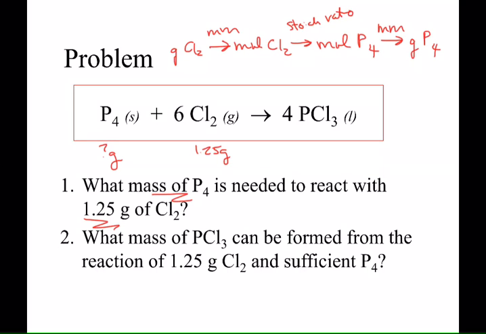And then the second problem is what mass of PCl3, so question mark grams of PCl3, can be formed from, again, 1.25 grams of Cl2. And here it just says that you have sufficient. The word sufficient means you have at least enough to use up all of your Cl2. You have extra. You have abundant amount of P4. So let's see what we got.